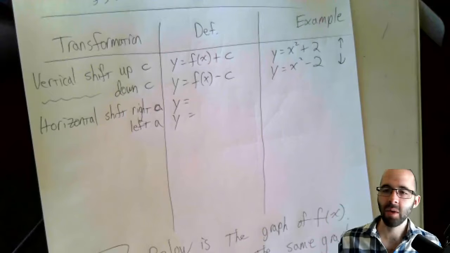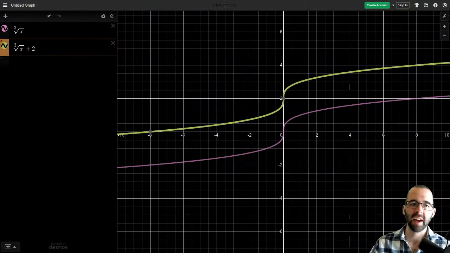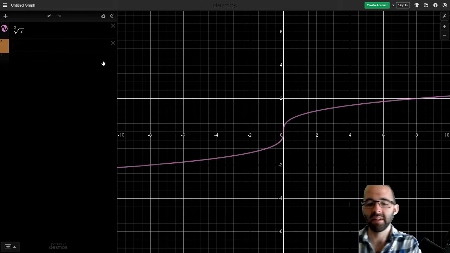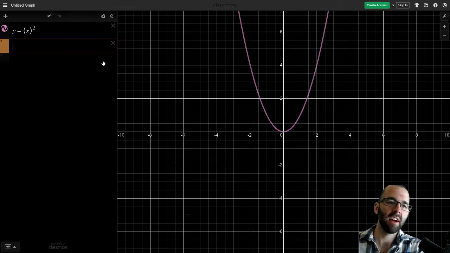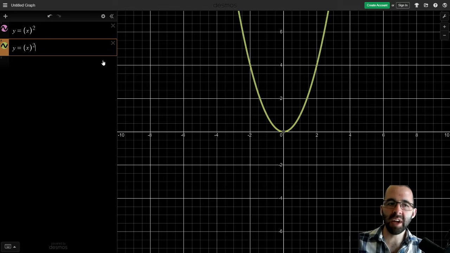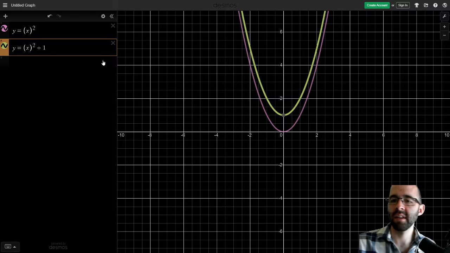And now we're going to talk about horizontal shifts. So let's explore together. We're going to start with our good friend y equals x squared. Everyone loves a good old parabola. So if we add something on the outside, right, then the green goes up.